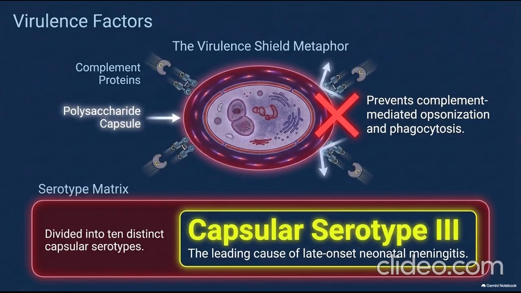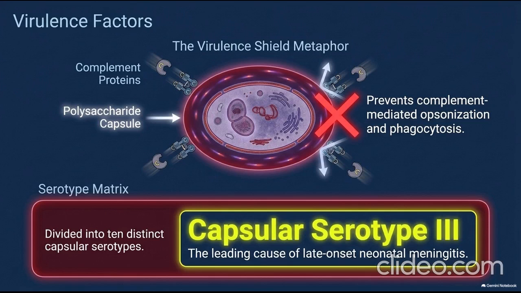S. agalactiae is divided into 10 distinct capsular serotypes. Among these 10, you must memorize serotype 3. Serotype 3 is heavily implicated as the leading cause of late-onset neonatal meningitis. If a baby develops meningitis after the first week of life, serotype 3 is almost always the culprit.